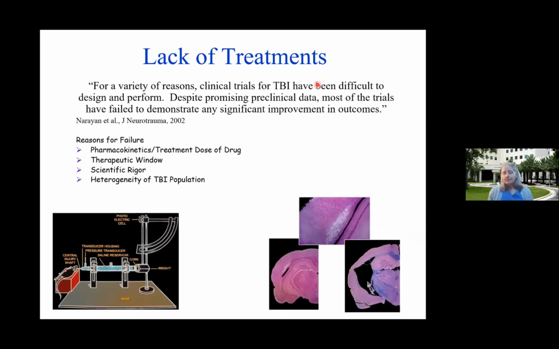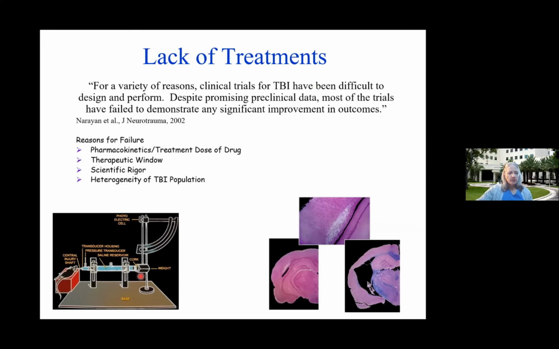However, as most of you know, we have a lack of treatments for traumatic brain injury. Several reasons have been given for their failure: pharmacokinetics, treatment dose of drugs, therapeutic window, scientific rigor of the experiments, whether they're preclinical or clinical. But most importantly, I think it's the heterogeneity of the TBI population. It's just so wide ranging. And I know you guys see that clinically. So I'm going to present some of our own data looking at a preclinical model.